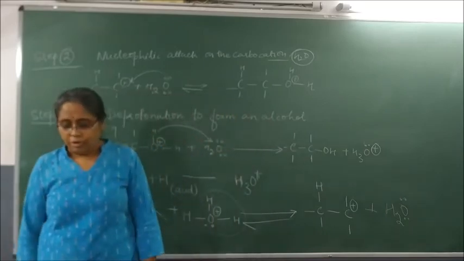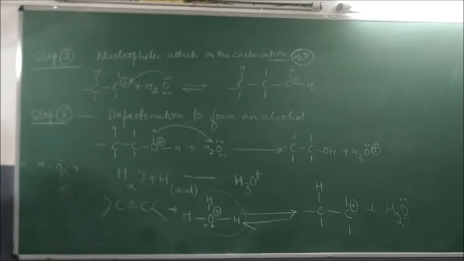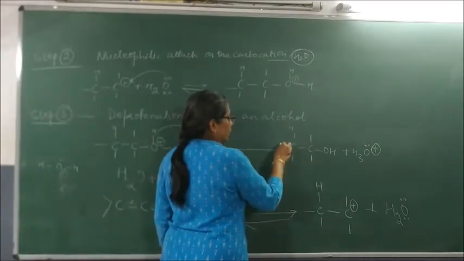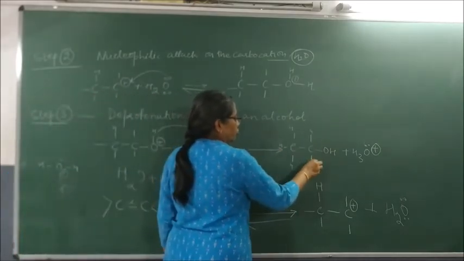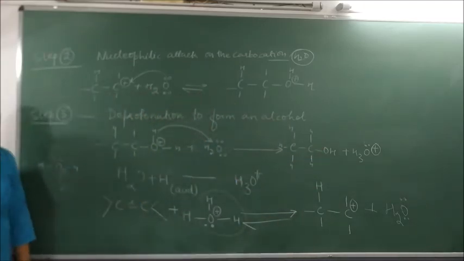Hydronium ion or H3O plus. Is it clear? The first two reactions will have reversible arrows. Deprotonation will be direct. You will get what? CH3, CH2, OH, and you will get H3O plus.